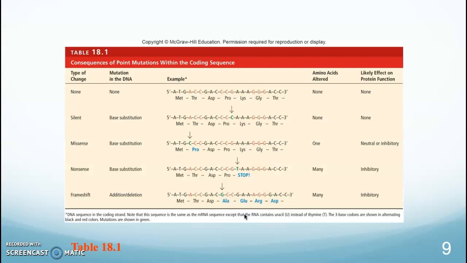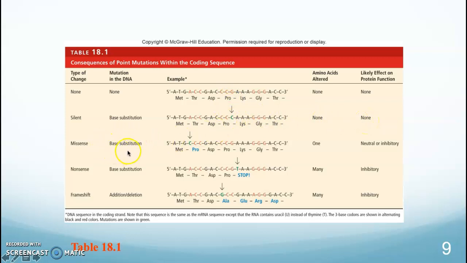This is just a quick summary, so if you want to review it, this is a good one to look at. So up at the top, we have no mutation, and what we see is we have our different sequences that give us our different amino acids, and so the amino acids are not altered, and likely the effect on a protein would be nothing, right? That's our basic one. A silent mutation, remember, means that we had a base change, but we did not change the amino acid. It remained the same. So no amino acids are altered, which means there is no effect on the protein function.